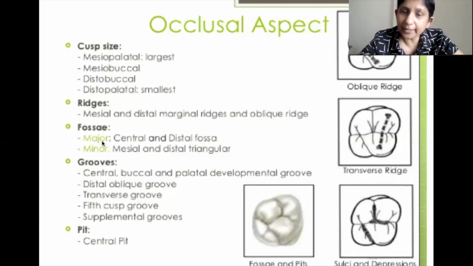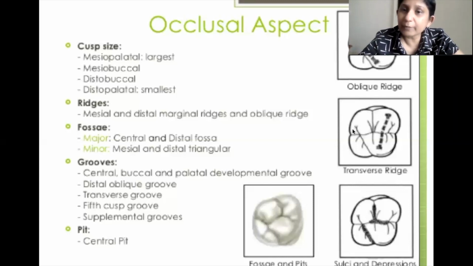Fossae are again depressions, but they're not linear depressions, they are areas of depression. So you have two major fossae, that is the central fossa and the distal fossa, and you have two minor fossae, that is the mesial triangular fossa and the distal triangular fossa.